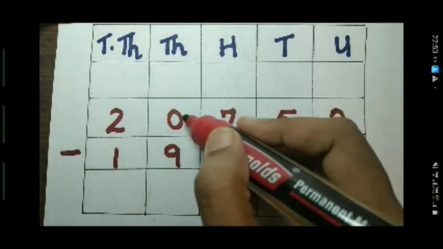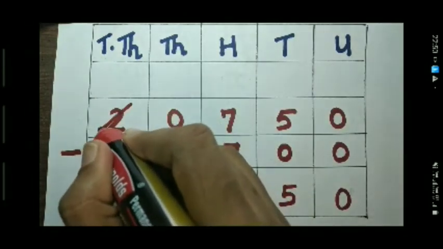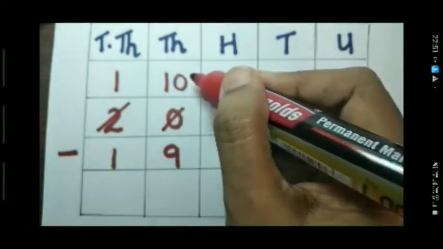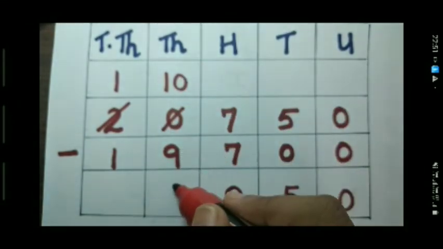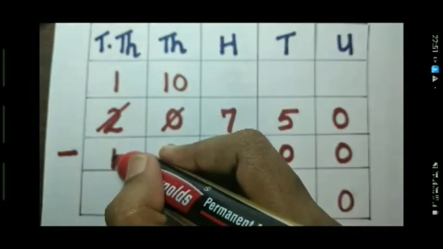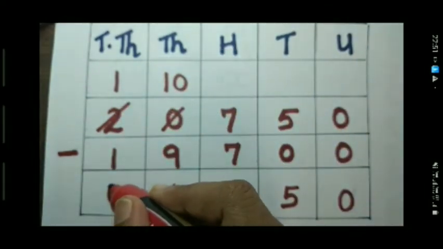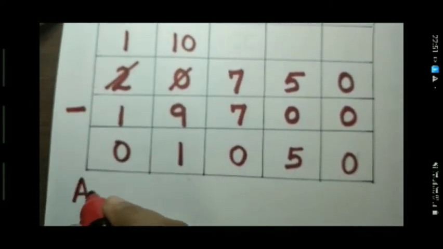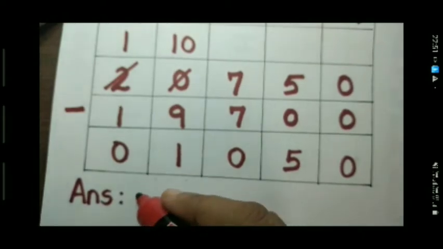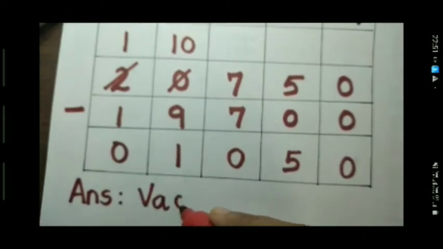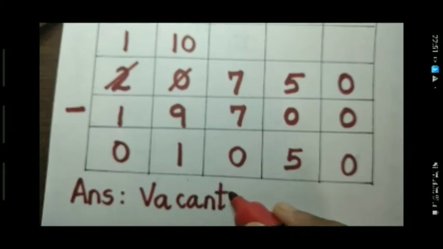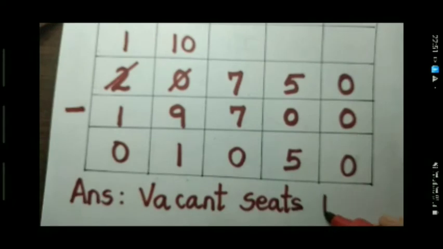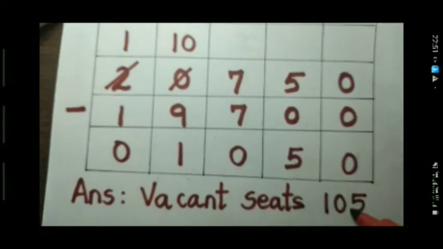0 minus 9 we cannot subtract, so we will borrow, make it less by 1, and here add the 10. So 10 minus 9 will give me 1. 1 minus 1 is 0. So I got 1050. Answer: these are the seats that have remained vacant, that have remained empty. So vacant seats is 1050.